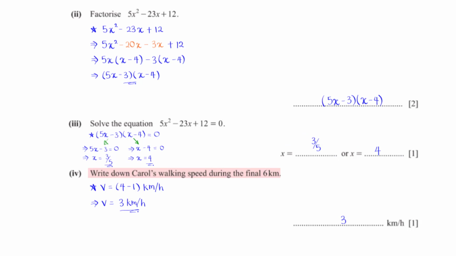Write down Carol's walking speed during the final 6 kilometers. We were given Carol's speed during the final 6 kilometers as x minus 1 kilometers per hour. And now we have 2 possible values for x. When we pick x equals 3 over 5, we get a negative value for v, which is not possible in this case, and so we go with x equals 4. This gives us Carol's walking speed as 3 kilometers per hour.